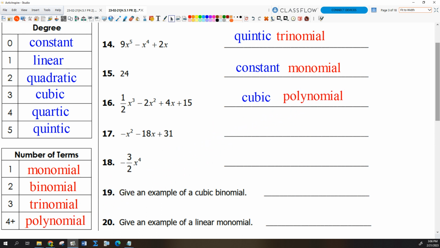Okay. How about number 17? Matthew, what do you think? Quadratic. No. 16. 17.